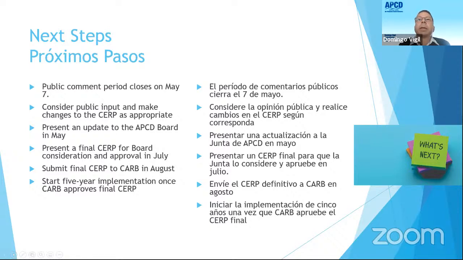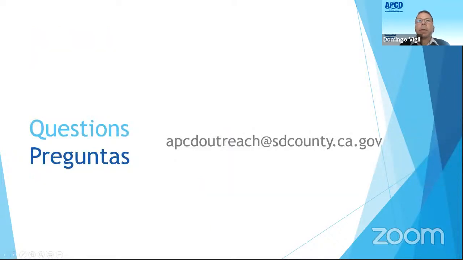Finally, we'll present the final CERP in July to our board, and then subsequently we will submit it to CARB in August. After CARB's approval, we will start our 5-year implementation phase, which will take us to implement all of the different measures and actions in the CERP. So with that, I think we are ready for questions, and I will turn it over to our facilitators.